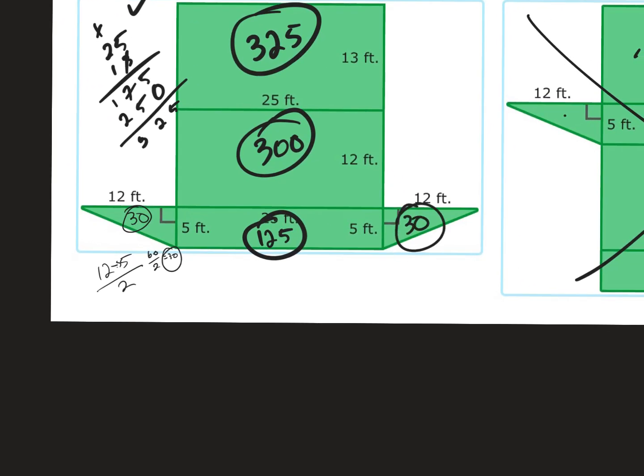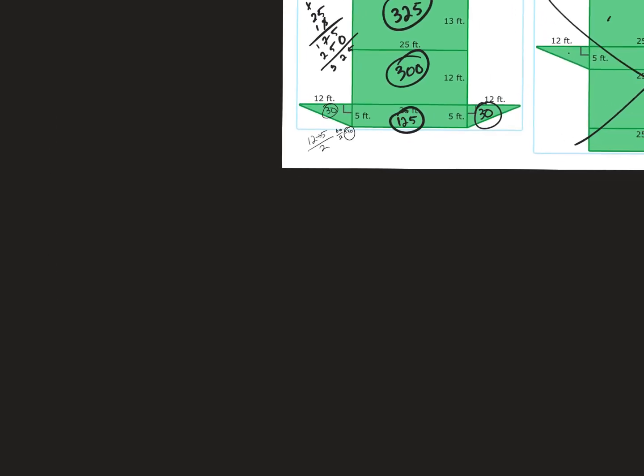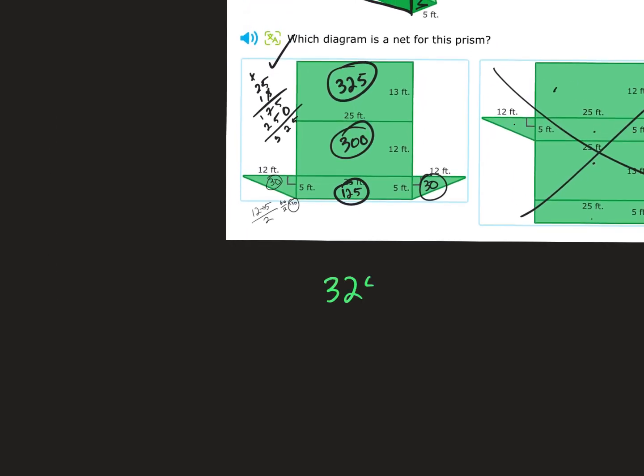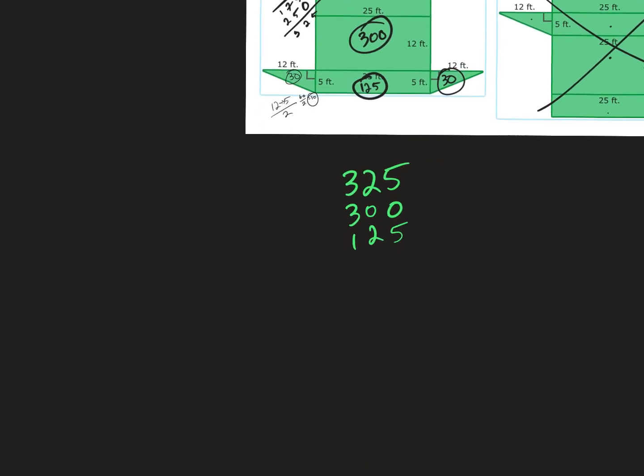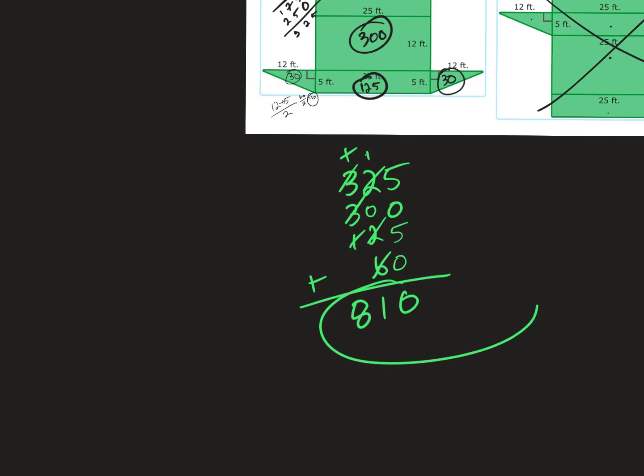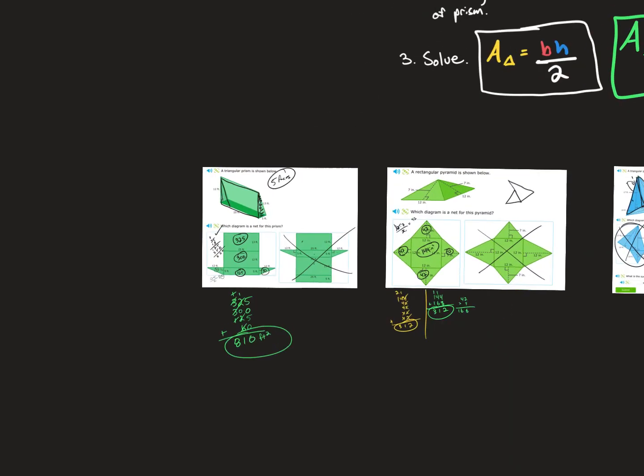So we can just add these all up. So I'm going to go 325, 300, 125, 30 and 30, or I can just go 60 to make it a little easier on me. So 5 plus 5 gets me 10. I carry 2, 4, 6. That gets me 10, plus 1 gets me 11. 3, 6, 8. So I end up with 310 feet squared for my answer.